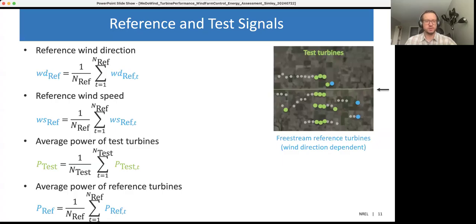I also want to mention that usually for this approach, since we're defining these signals as the average of our test turbines or reference turbines, we'll need to make sure that at each time step, all of the reference turbines or test turbines included in the average are operating normally, so they're not curtailed or derated. And so we'll first filter to remove periods where any of the turbines are not operating normally. And so that can reduce the size of the data set that we're left with.